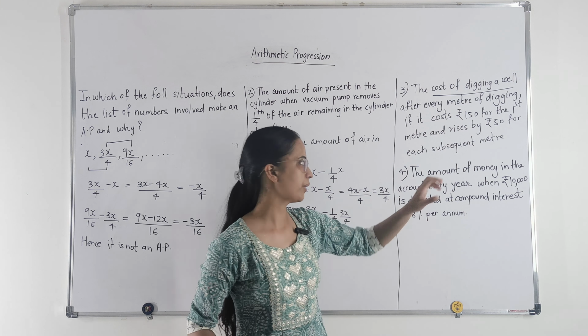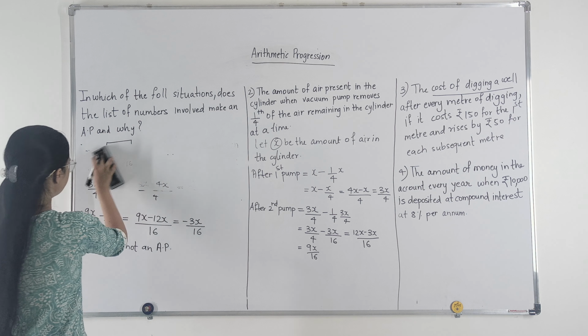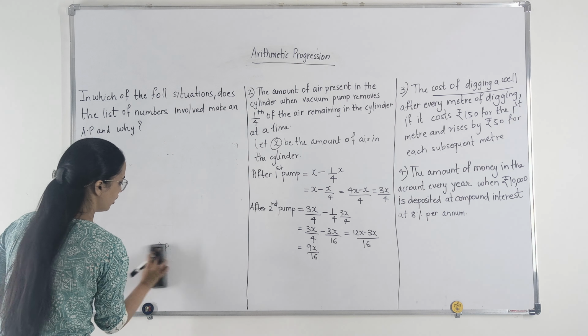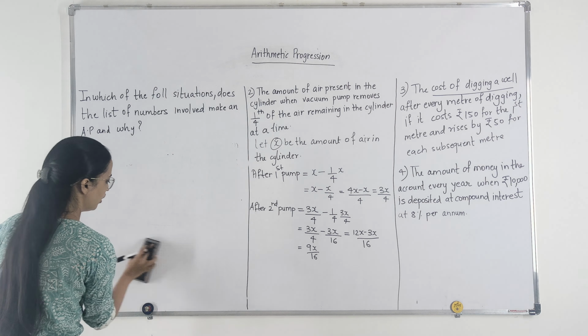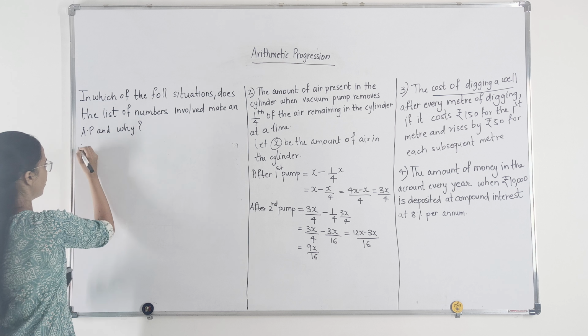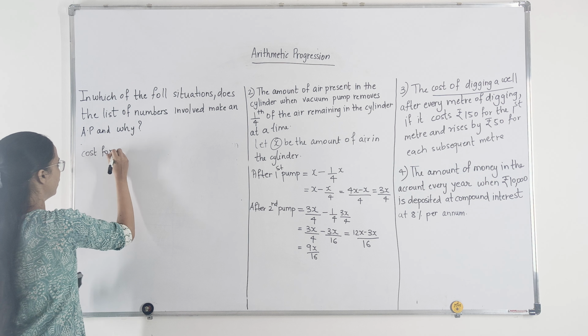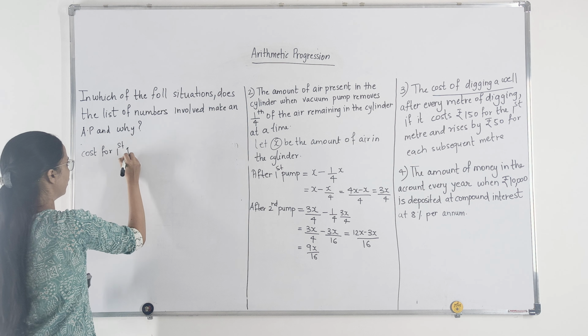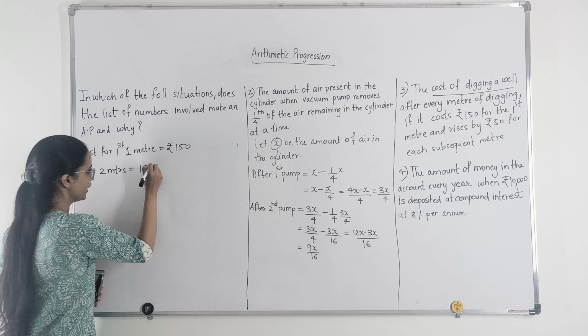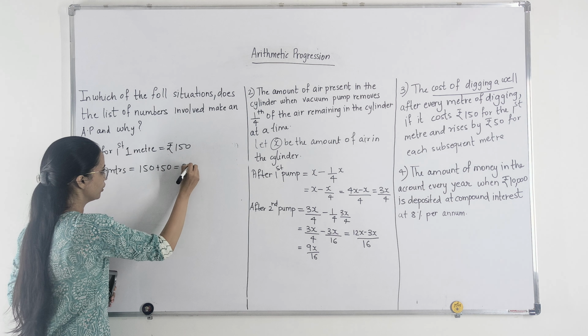This is just like the first problem. So again I'll be solving it over here. So according to the given condition, the cost for the first 1 meter is rupees 150. Now since for the next meter, so अगर 2 meters अपन डग करेंगे then the cost is going to rise by 50 rupees. So I can say that for 2 meters the cost would be 150 plus 50 which is equal to 200.